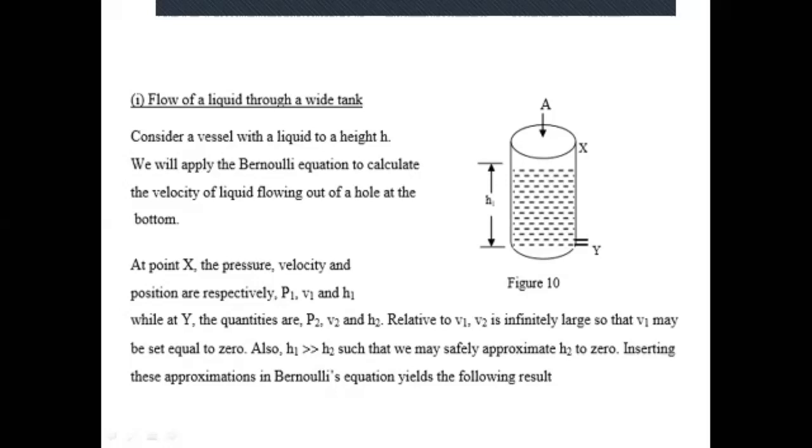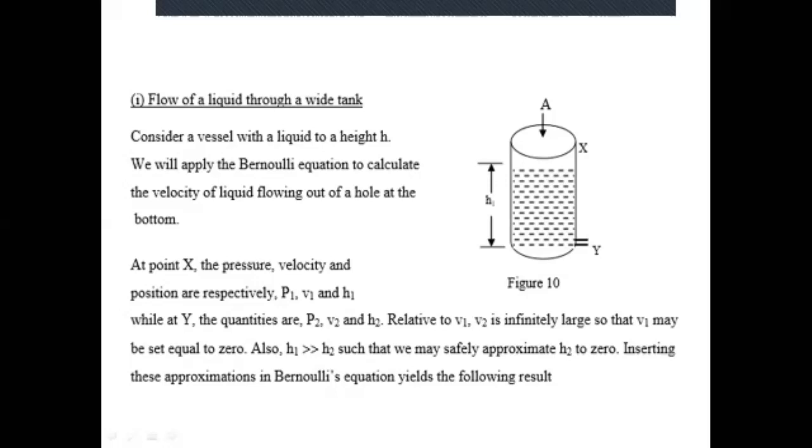So at point X, the pressure, velocity, and position are respectively given as P1, that is the pressure, and velocity 1. Since the liquid is at rest in a tank, velocity 1 can be approximated to 0. And then we have height 1, which is the height of the liquid inside the tank.